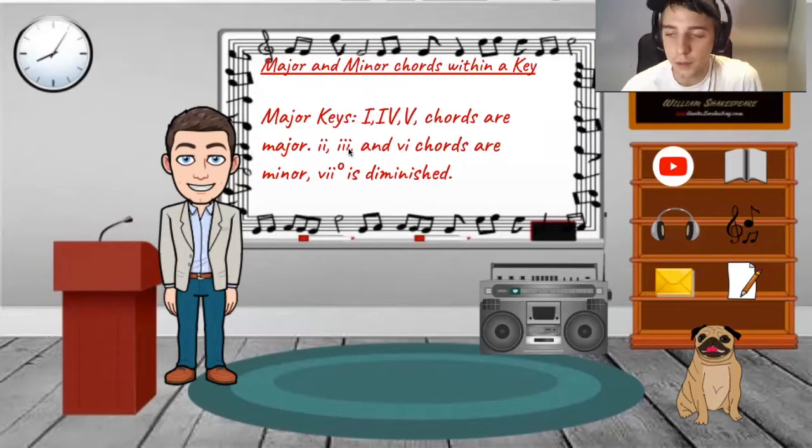The 2, the 3, and the 6 chords, however, are going to be minor. And the weirdo of this bunch is the 7th chord. So you can see that it has this little degree symbol right here. That symbol is just musical shorthand for telling us that we're playing a diminished chord. So the seventh chord of any major key is going to be diminished. So just know your important chords 1, 4, 5 in a major key are going to be major. Your 2, 3, and 6 are going to be minor, and your 7 is going to be diminished.